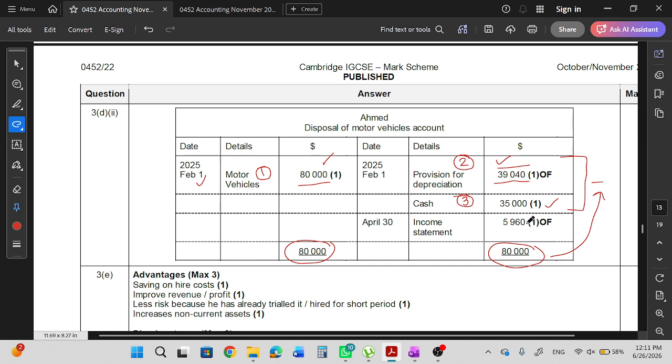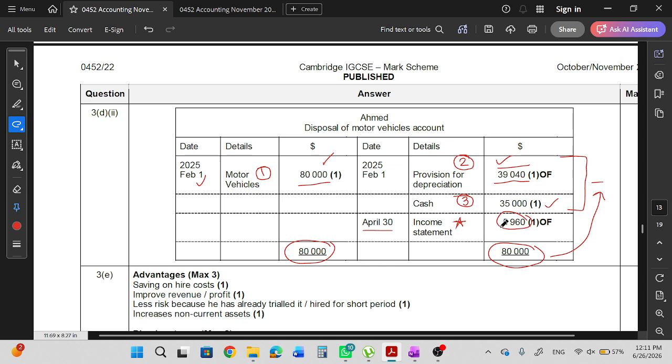The credit side was short, so we have written 5960 on this side, and there will always be income statement written in front of this entry, and the date will be the year ending date. The income statement entry is the only entry that can come on the credit side or the debit side. Whichever side is short, the income statement will come on that side. If the credit side is short, it will come on that side. If the debit side is short, it will come on that side. So only this entry can change its place depending upon the shorter side of the account.